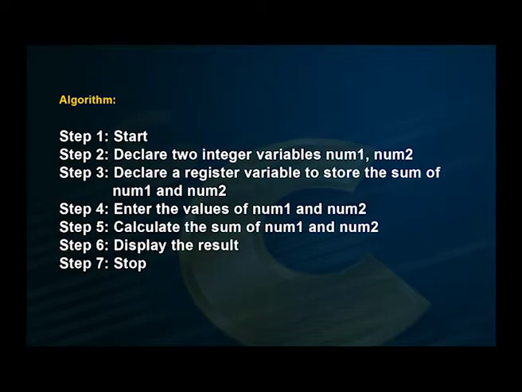Step 1, start. Step 2, declare two integer variables num1 and num2. Step 3, declare a register variable to store the sum of num1 and num2. Step 4, enter the values of num1 and num2. Step 5, calculate the sum of num1 and num2. Step 6, display the result. Step 7, stop. Now, let us type this program.